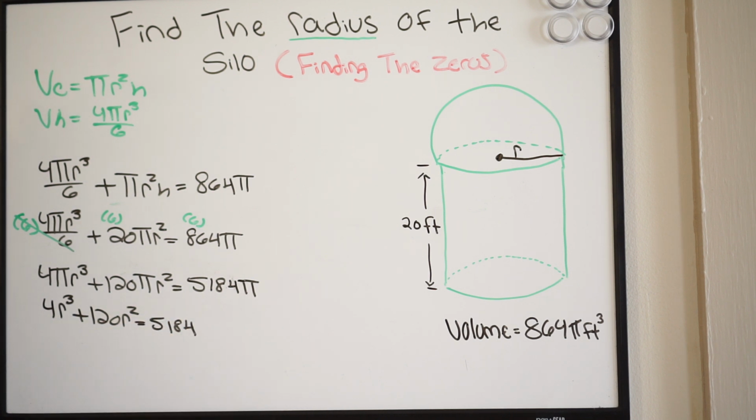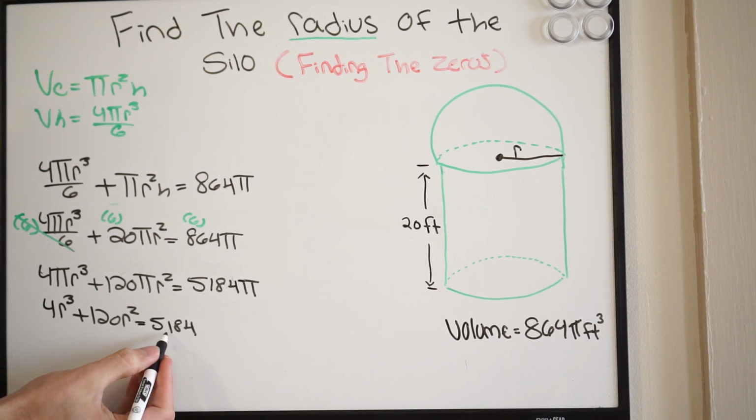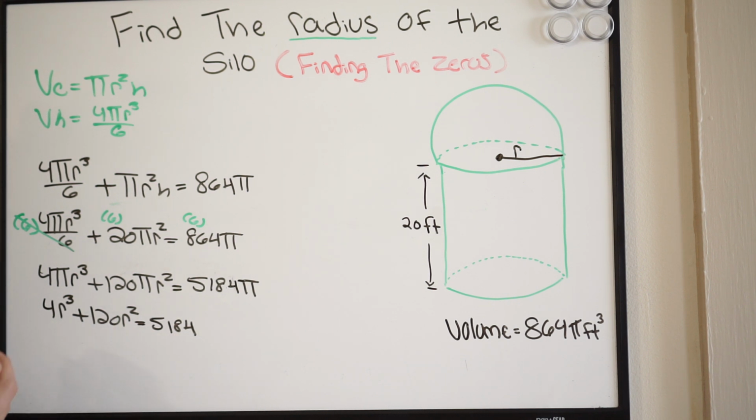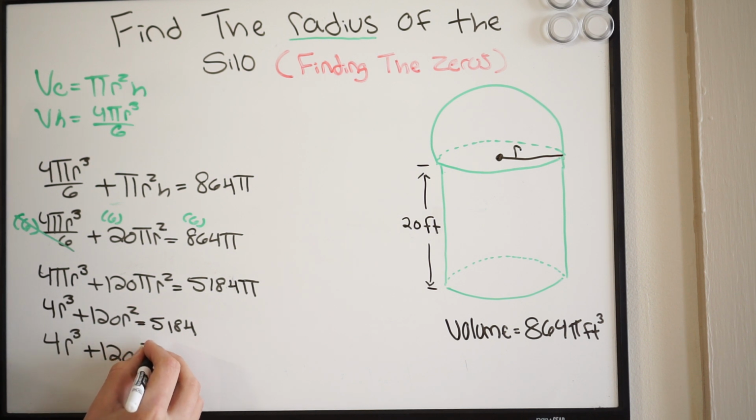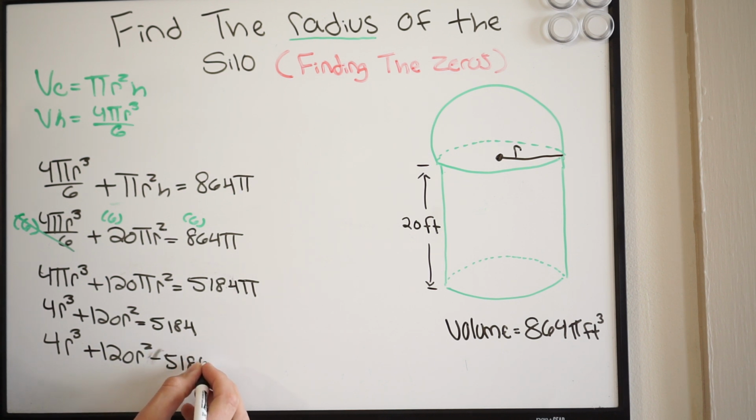5,184. Well, remember here we're solving for the zeros. The zeros will tell us the answer. So we want to set this whole polynomial equal to 0. So we're going to simply move this 5,184 to the left. So we're going to subtract it. And when we do that, we get 4r cubed, right, plus 120r squared minus 5,184, and this is all equal to 0.